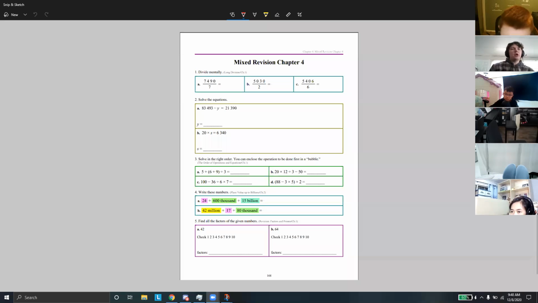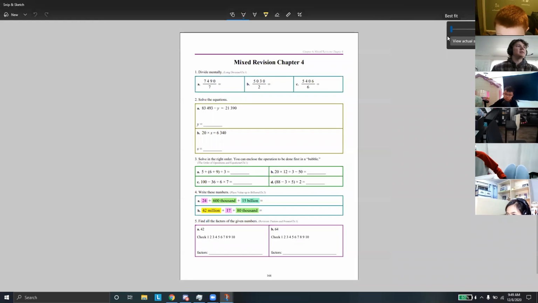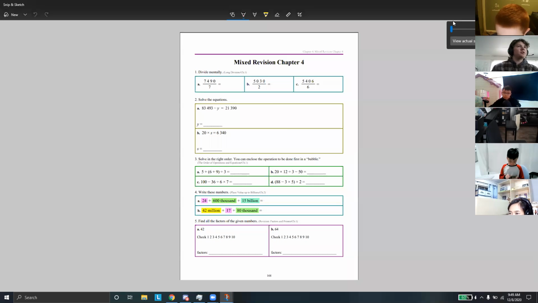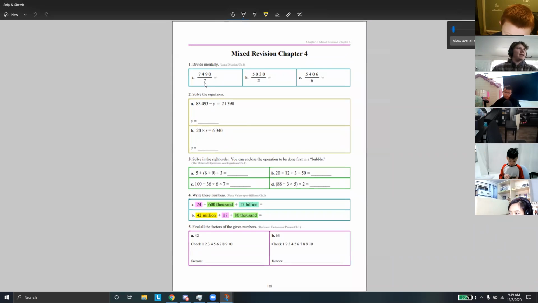So here we go. We're going to go ahead and go through mixed revision chapter 4. So first we're going to start with question number 1, divide mentally. In order to do this, we can see how many times does 7 go into 0? It's going to be 0 times.